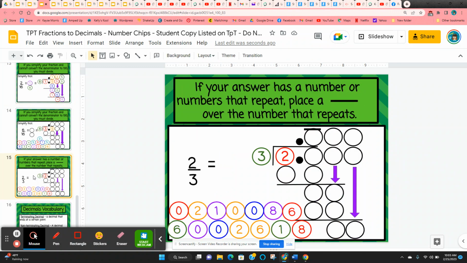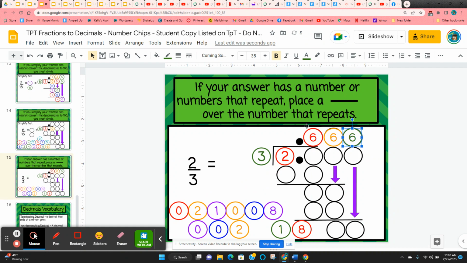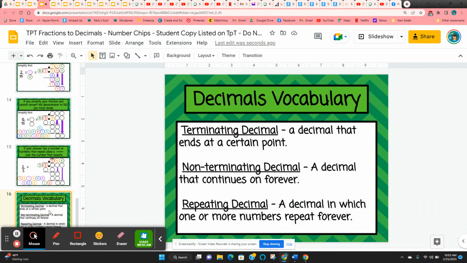On the final slide, now they have a repeating decimal. So they're going to do the long division, and this will actually be here. So they've got this little bar that they need to place over the repeating number. So this is going to end up, when they do the division, 6, 6, 6, repeating. And so then they just want to place that bar so they show the number that repeats. Then the final slide just has some decimals vocabulary that you might want to go over with the students: terminating, non-terminating, and repeating.